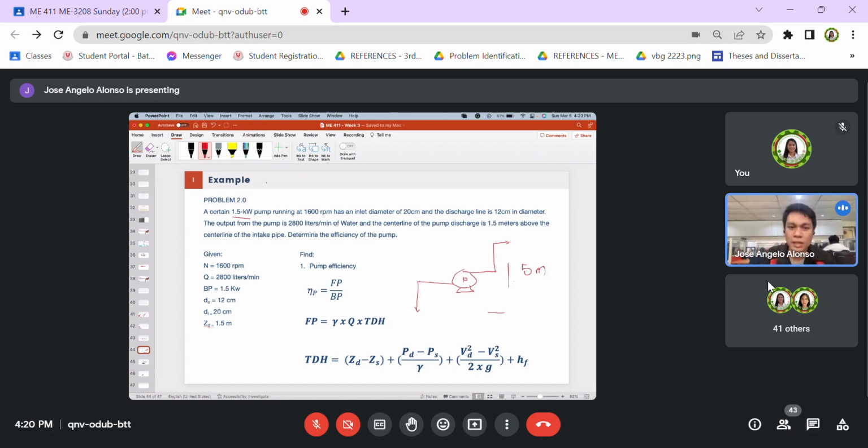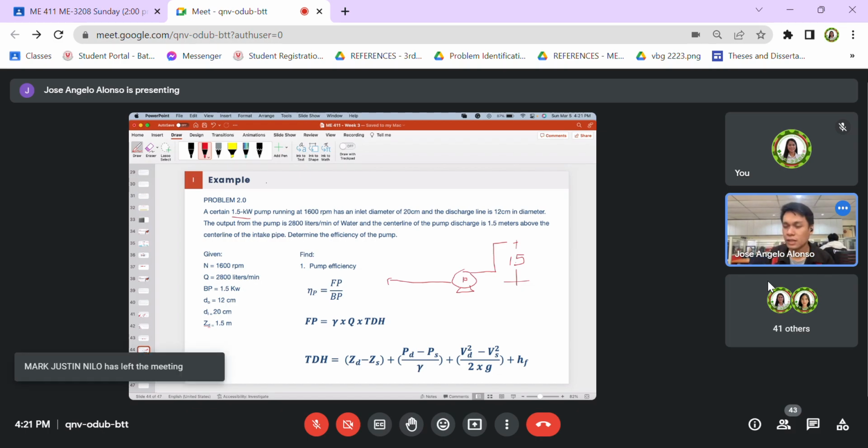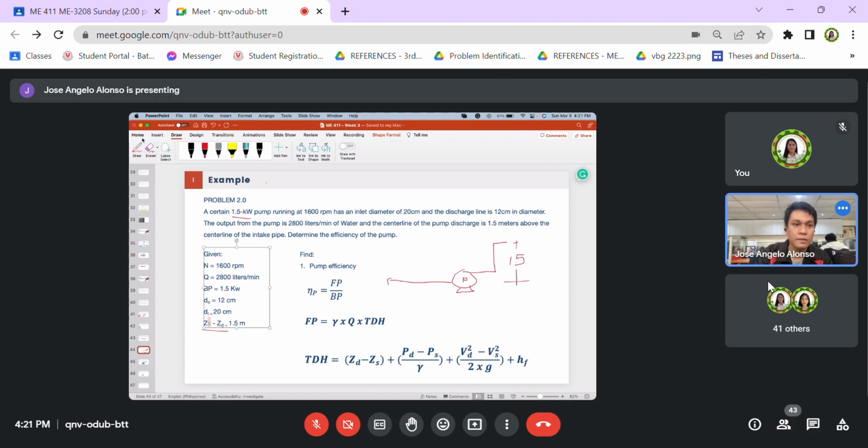Since sinasabi dito sa problem na the center line of the pump discharge is 1.5 meters above the center line ng intake discharge. Or pwede din naman they are on the same elevation. So this is 1.5 meters. Kasi ang mahalaga is 1.5 meters is above the center line ng intake discharge kung nasan yung ating discharge. So it will be represented by Z sub D minus Z sub S. Maalin doon is tama naman. Pares na sila magiging value. Sorry, Z sub D minus Z sub S.